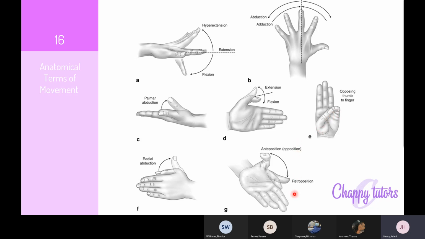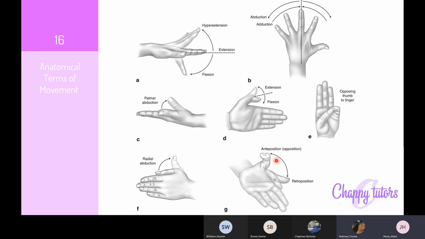And retroposition and anteposition. Anteposition is the position that the thumb is in opposition. Retroposition refers to moving the thumb back to its resting point, so to speak. So coming out of opposition is retroposition. Following?